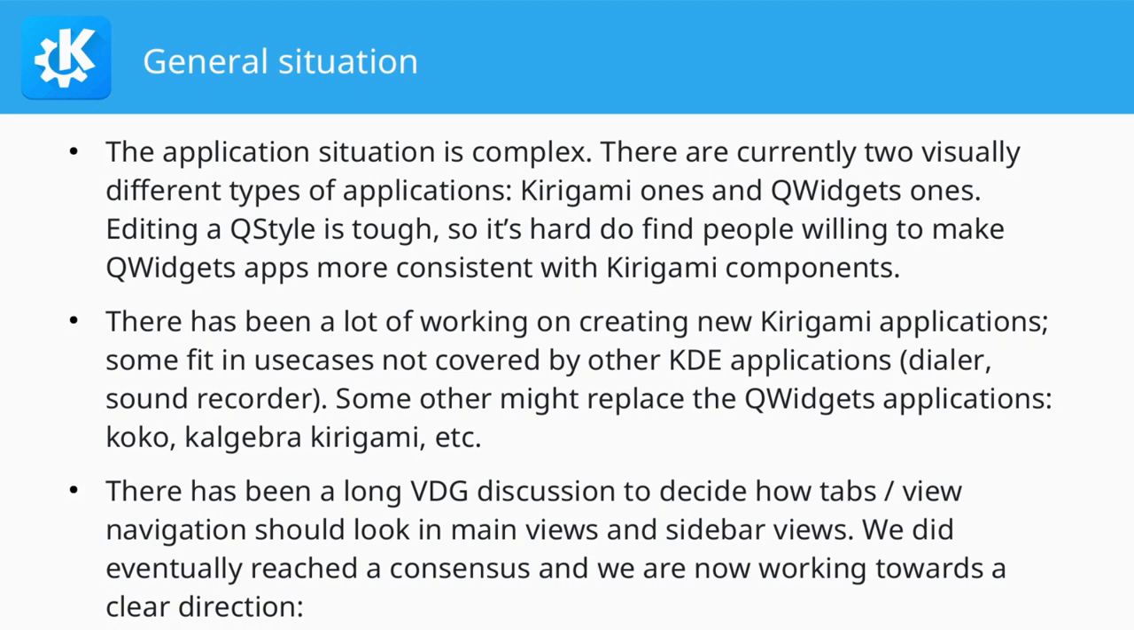We have done Koko, which is an image viewer. Calligra has a Kirigami version, and so on. There has also been a long VDG discussion, it lasted a year, to decide how tabs and view navigation should look in main views and sidebar views. We did eventually reach a consensus, and we are now working towards a clear direction, which is defined by this mockup.